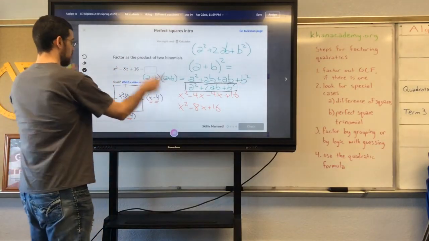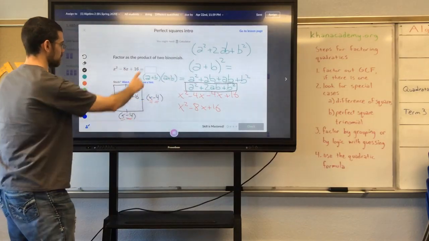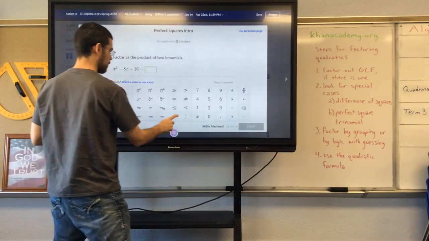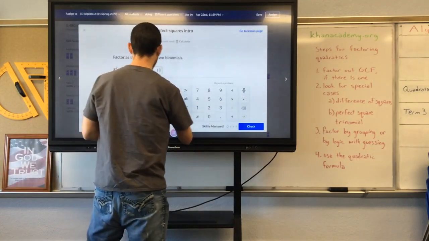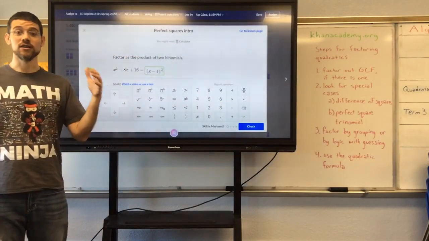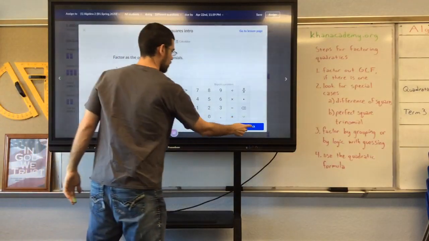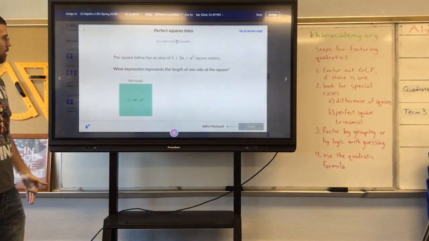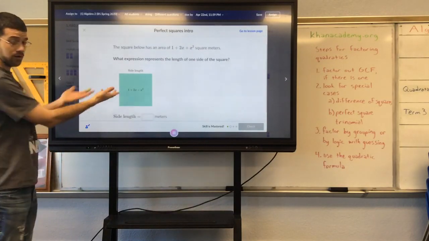Okay, so in this case, we want x minus 4 times x minus 4, which we can write like so: x minus 4, and we can square that because it's x minus 4 times itself. Good.